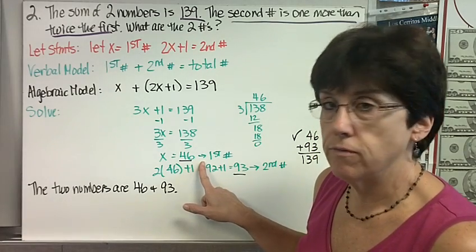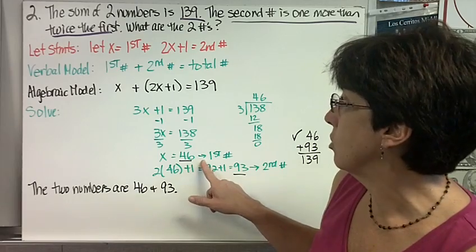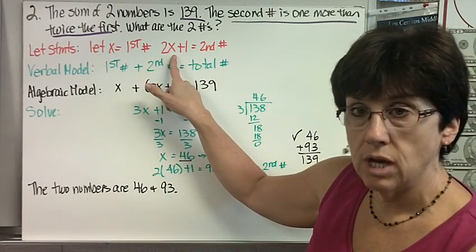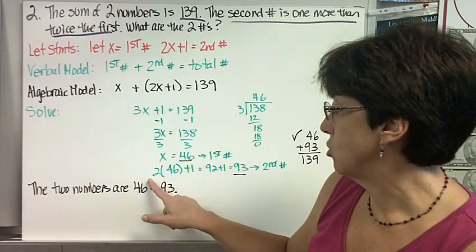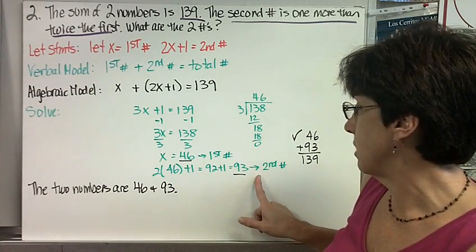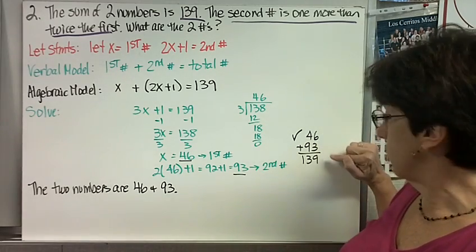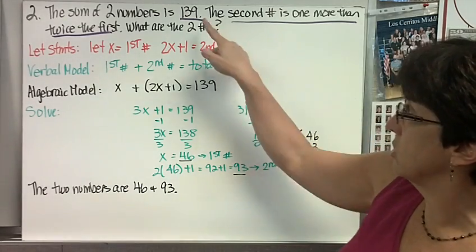A lot of kids just stop there, but we're doing word problems. You're not done, okay? What's the second number? Well, remember the second number was 2 times x plus 1. So I'm going to say 2 times 46 plus 1, 92 plus 1, 93. That's my second number. And my check? 46 plus 93, 139. And that was my original number.